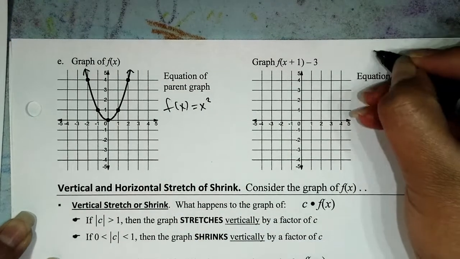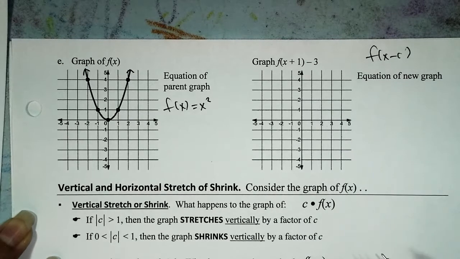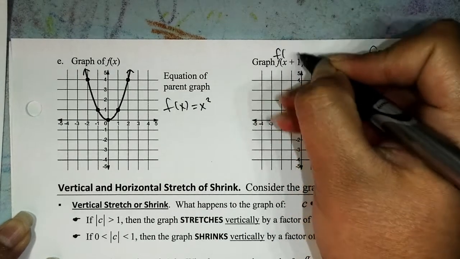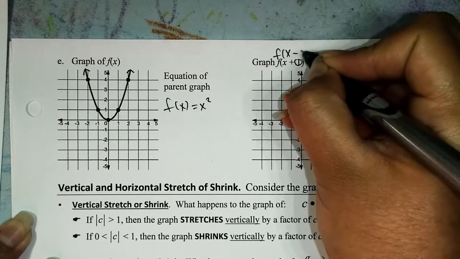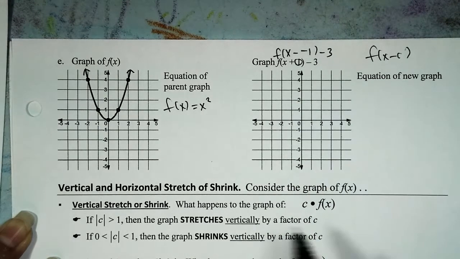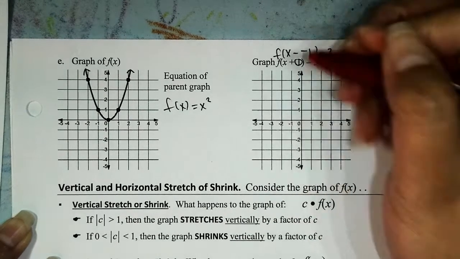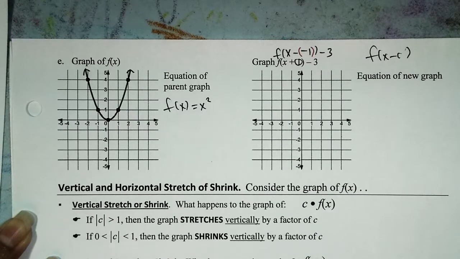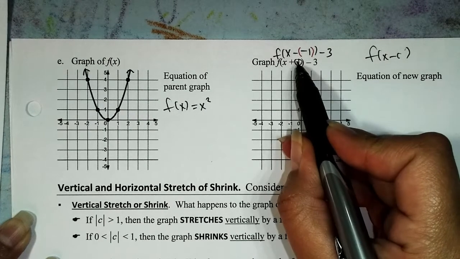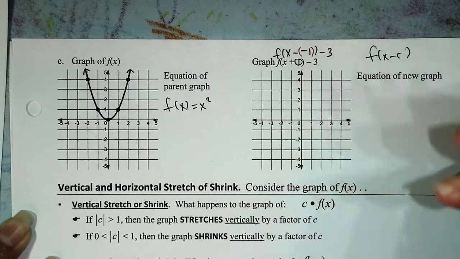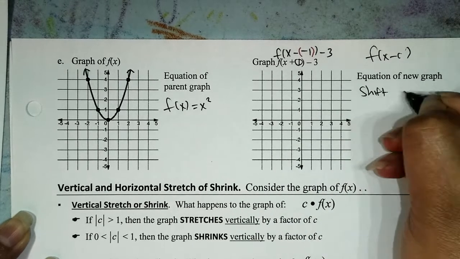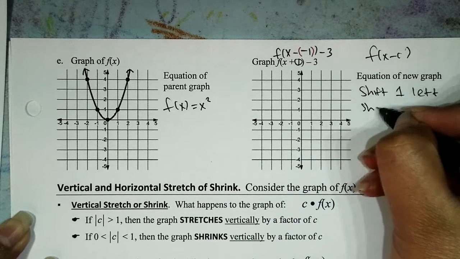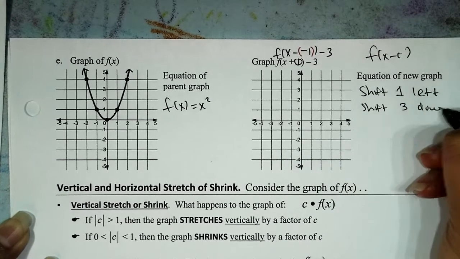Remember, horizontal shifts are given by the form f of x minus c. I don't have a subtraction sign, so we're going to force it. The opposite of addition is subtraction, and the opposite of positive 1 is negative 1. And just like that, we force a subtraction problem. If it's easier on the eyes, you can wrap up the negative 1 to separate the subtraction sign from the negative 1. So the number that follows the subtraction sign is negative 1, which means we are going to shift 1 unit to the left. And then we are subtracting 3, so we're going to shift 3 units down. So 1 left, 3 down.